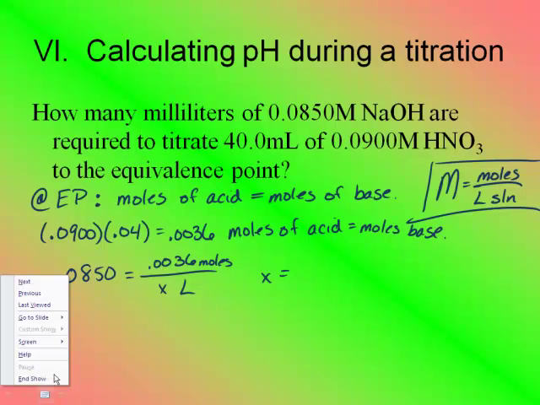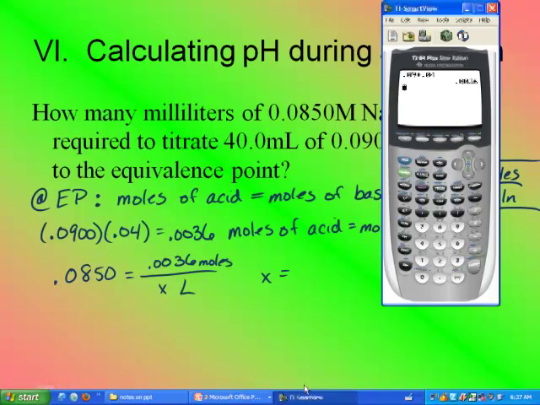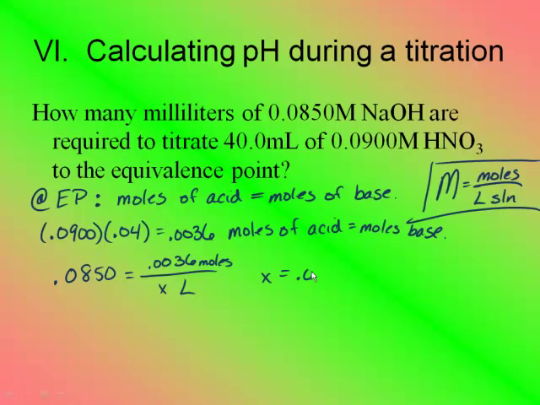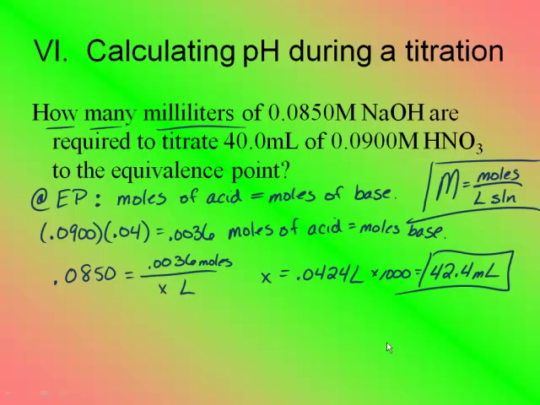Cross multiply, solve for X, go back to my calculator, and I take my 0.0036 and I divide by 0.085, big difference between those two numbers, and I get an answer of 0.0424 liters. But the question says how many milliliters. So I multiply by 1,000 and I get 42.4 milliliters of base are required.